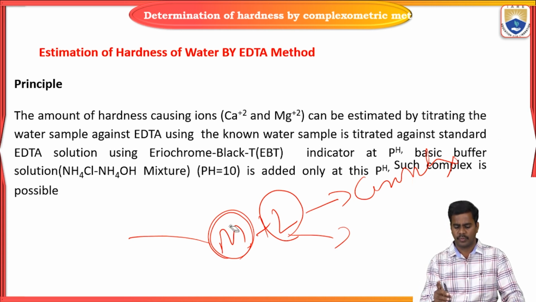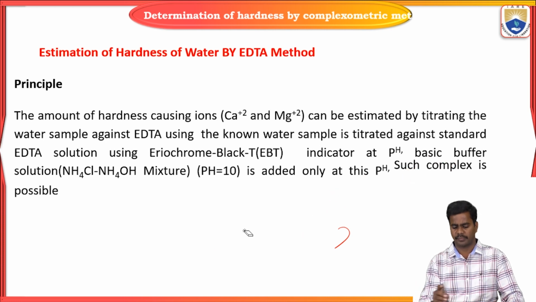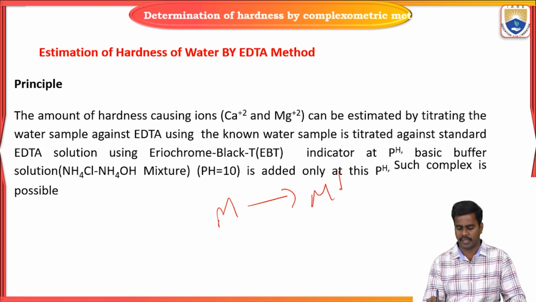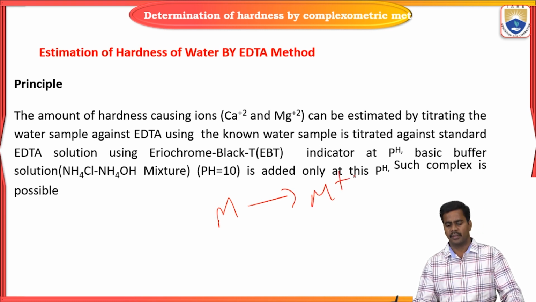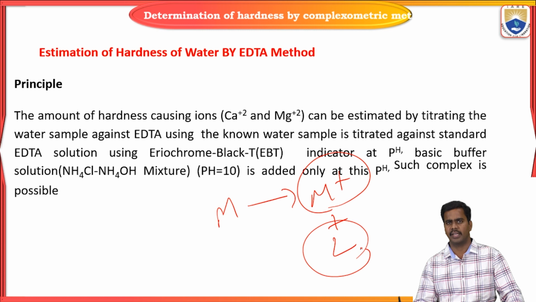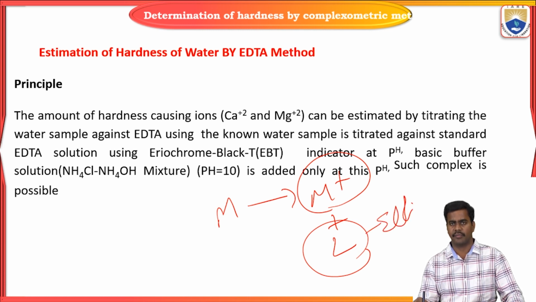So once matter releases electrons, what will happen? Matter converts into matter ion. This is an electron deficient species. Matter ion acts as an electron deficient species. Here, when you are adding ligand to the matter, ligand is the electron rich species. Here, ligand acts as an electron rich species.